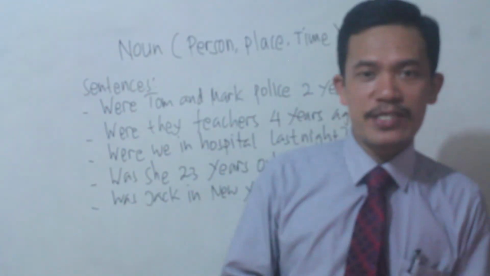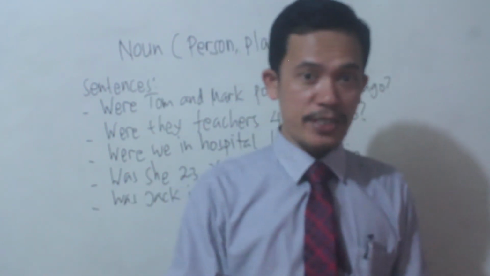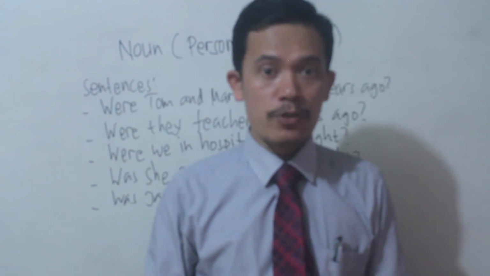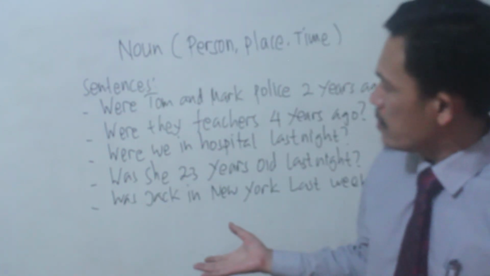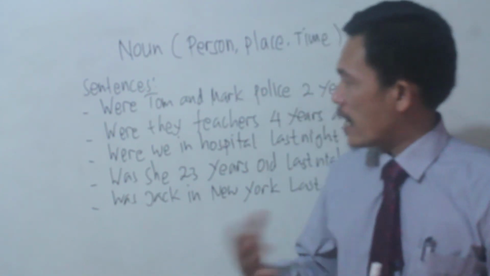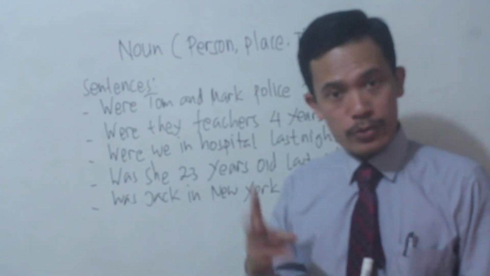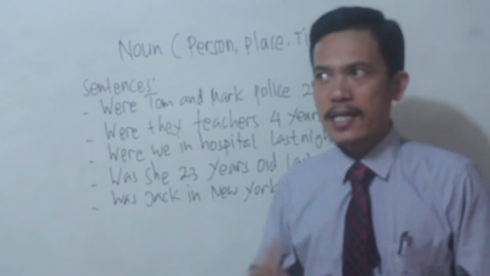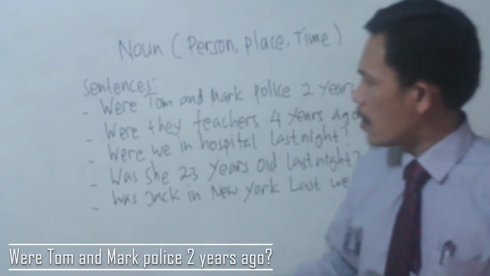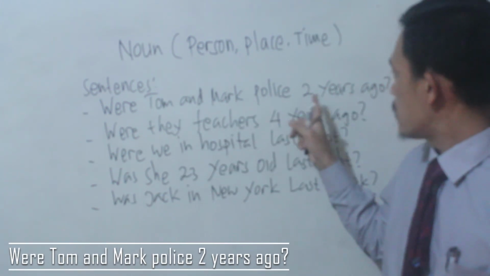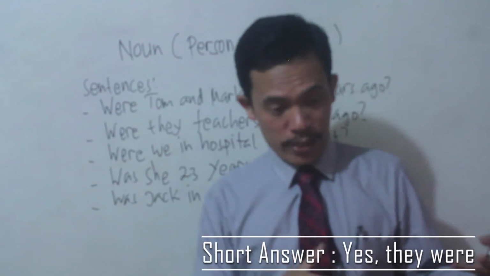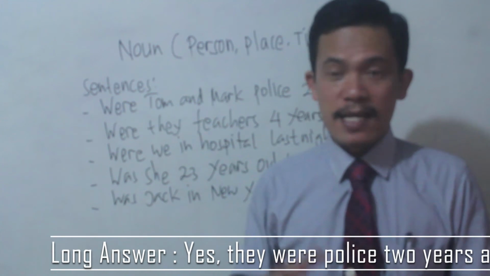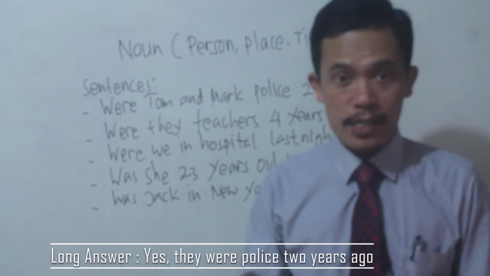Of course, we need to answer when somebody asks you a question. When it is formulated in simple past tense as non-verbal, we have to be able to answer questions. When we answer a question, we can use 2 ways: the first in a short way, and the second in a longer way. So, were Tom and Mark police 2 years ago? We can answer this way, yes, they were. And we can also answer this way, yes, they were police 2 years ago.